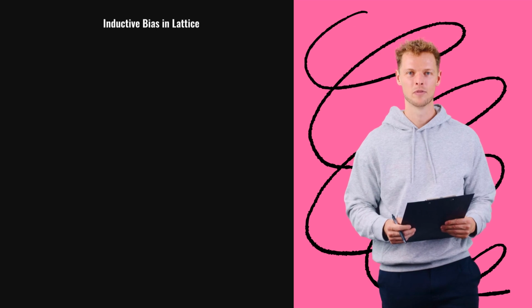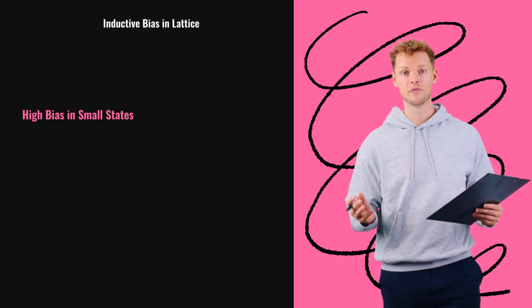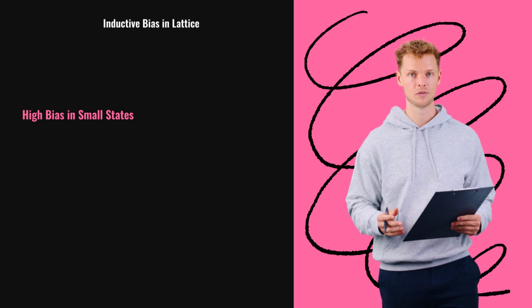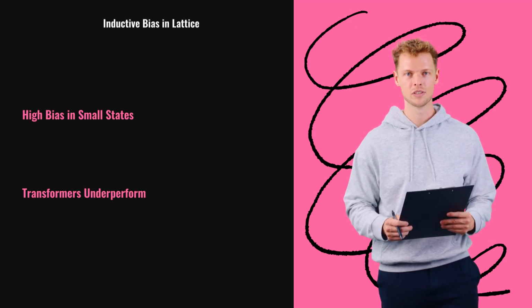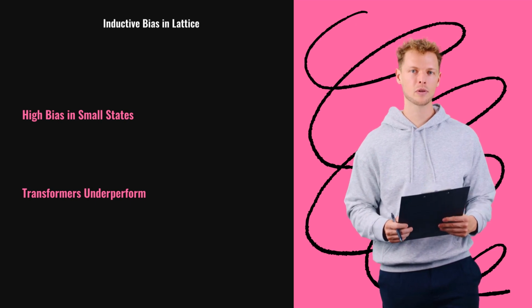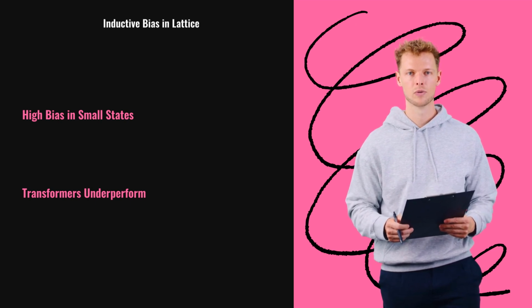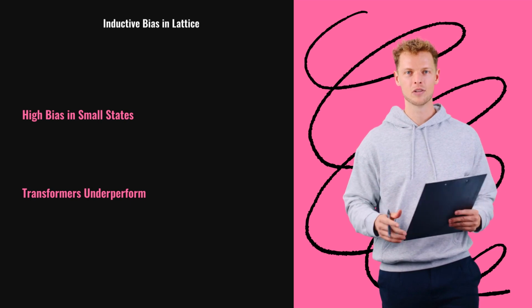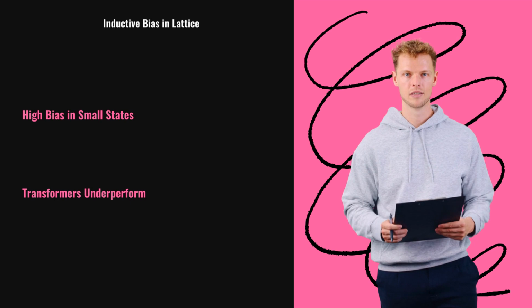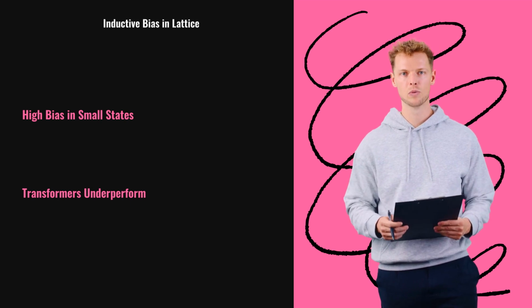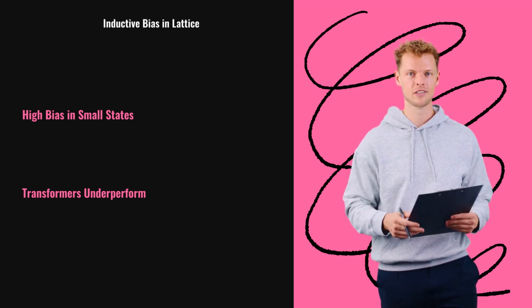Inductive bias probe results for lattice problems reveal high bias with small state numbers, decreasing as states increase. Notably, transformer models underperform compared to recurrent or state space models. This suggests that as complexity grows, the model's ability to maintain inductive bias diminishes, highlighting the need for more robust architectures in complex state spaces.